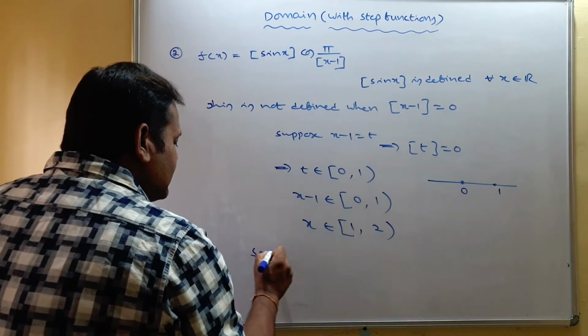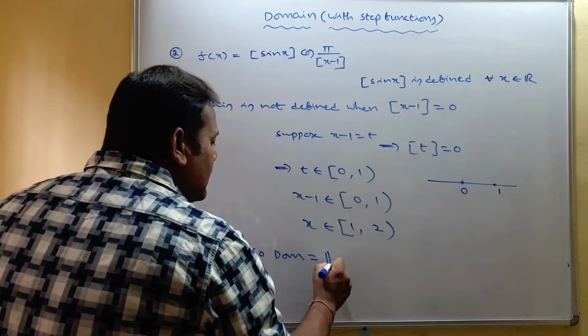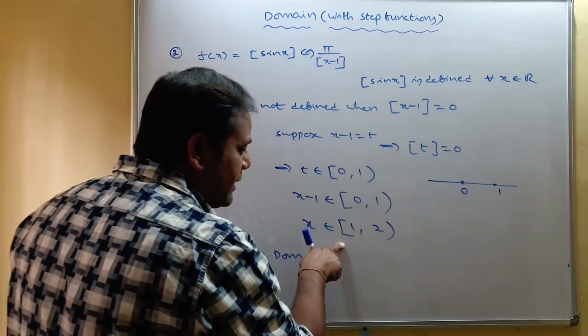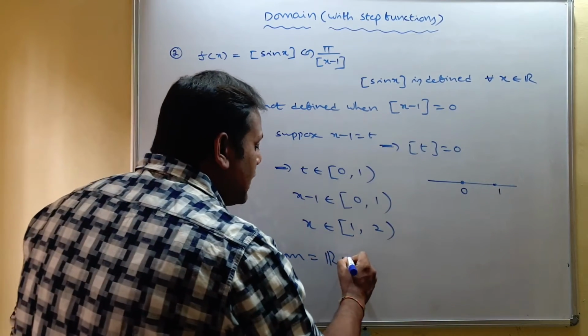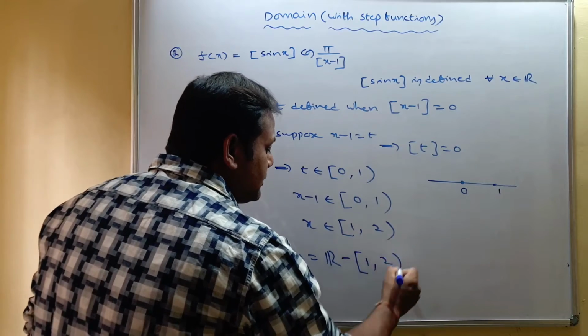So for the domain of the function, you can take all real numbers except the values from this interval, so R minus [1, 2).